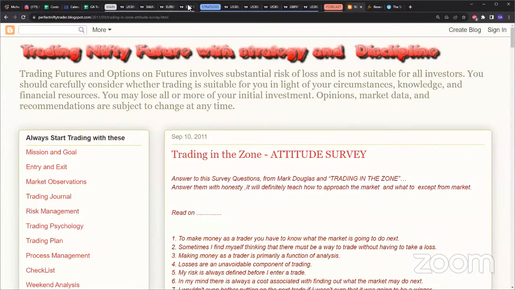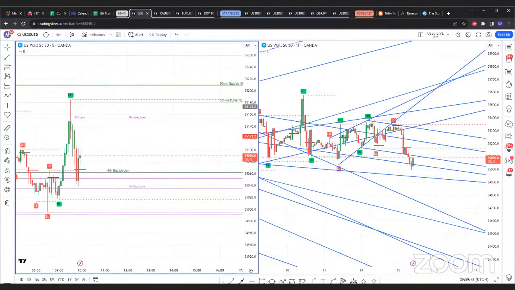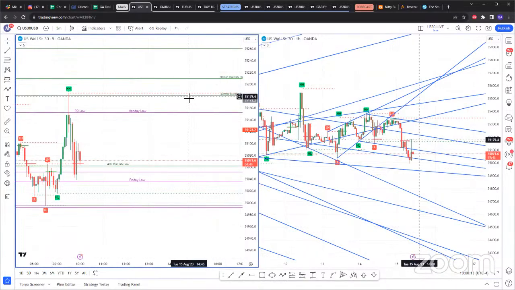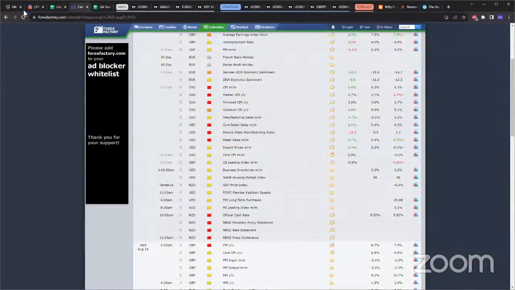But anyway, let's see how this news comes out. All right, so news is out, let's see how it trends. It doesn't seem like it's volatile.